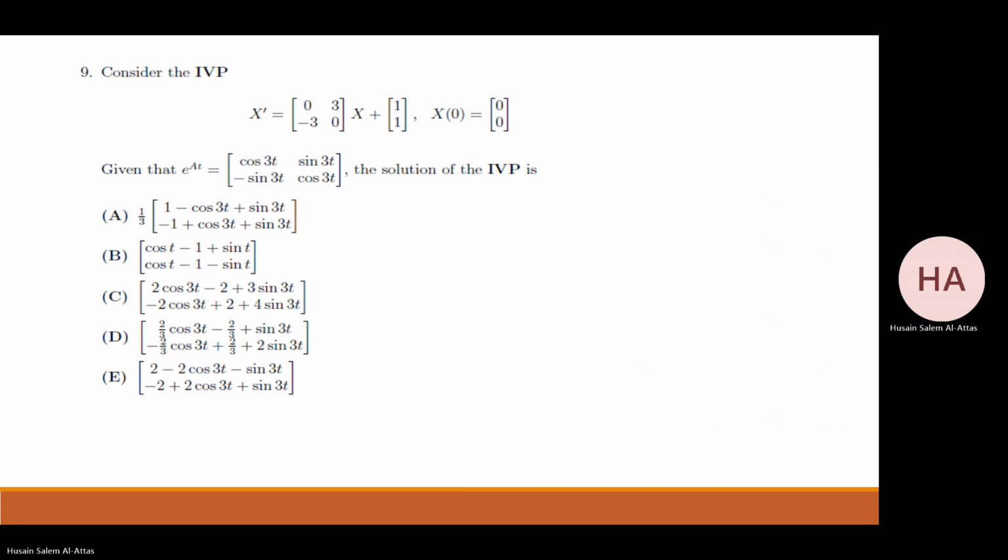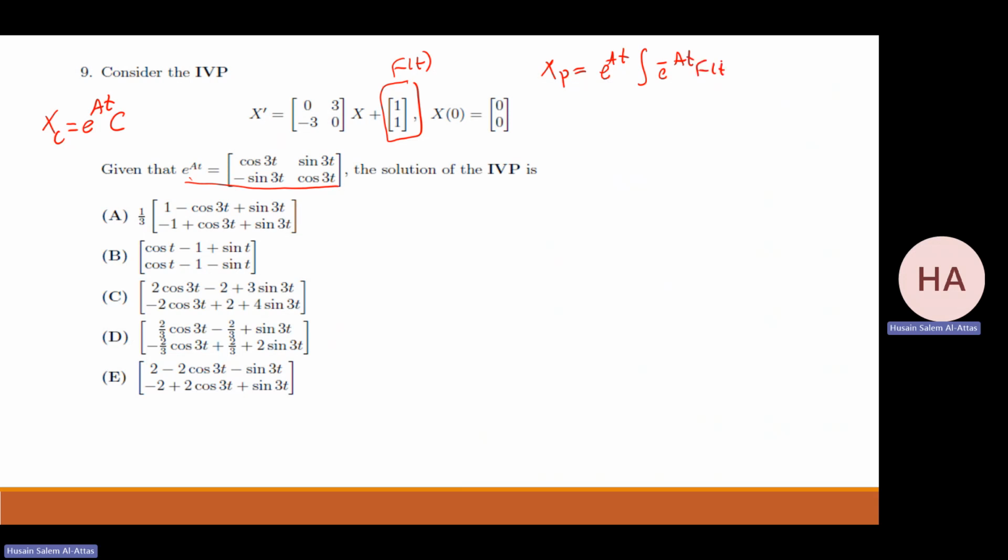Okay. He gave me this. You want the solution of the initial value problem. Okay. Yeah, this maybe needs a little bit of calculation. Let me see. This is f of t. Okay. So xc will be e^(At)c. That is easy. xp will be what? It will be e^(At), the formula, integral e^(-At) f(t) dt.